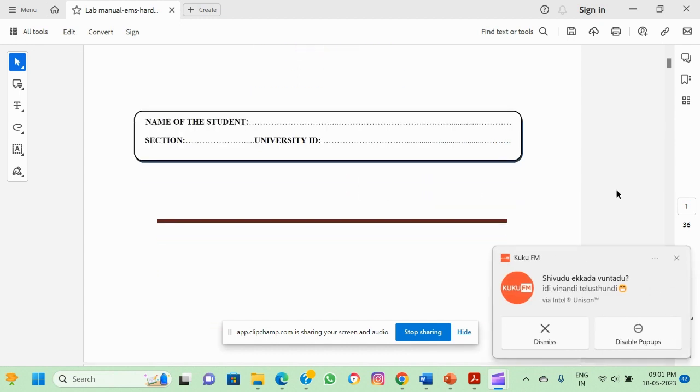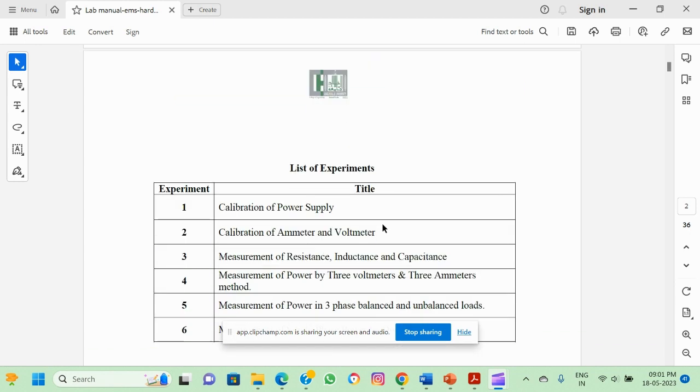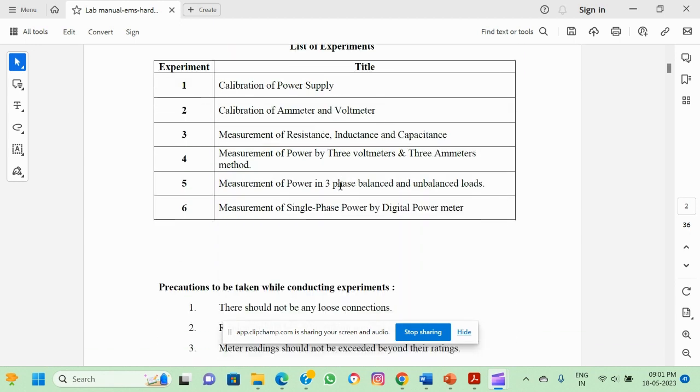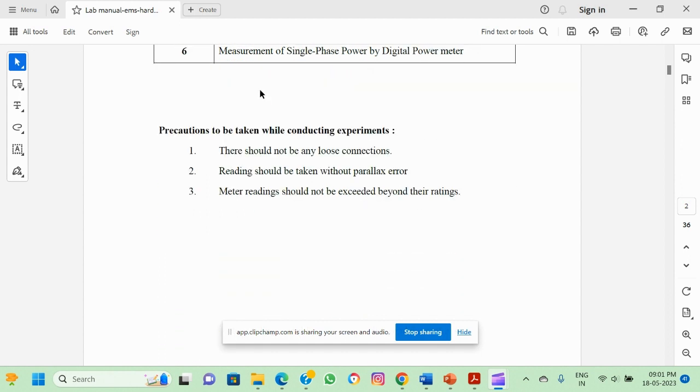If we see experiment 1, this is calibration of power supply. Here we will see how much power is coming, what is the value, whether it is under the rated value or exceeding the rated value. We will compare the power supply with the standard supply. So this is called calibration.